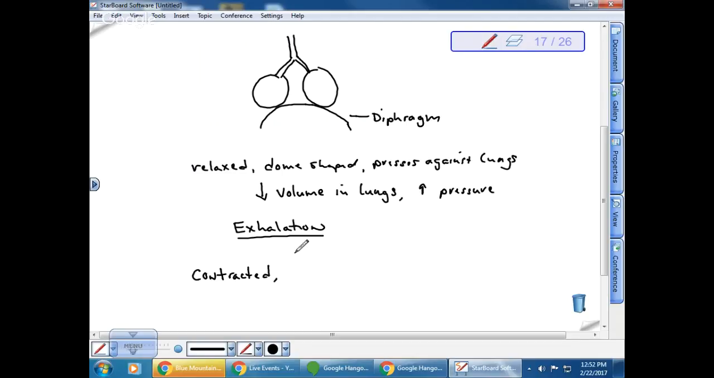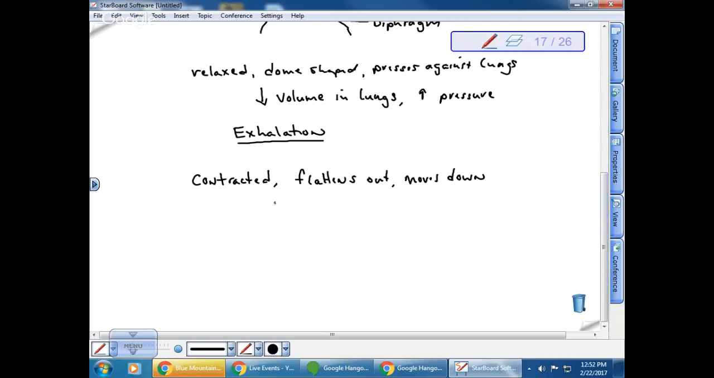the diaphragm flattens out and moves down. So what this does is increase the volume of the lungs, right? And that would decrease the pressure. This is the negative pressure that they all talk about, right?